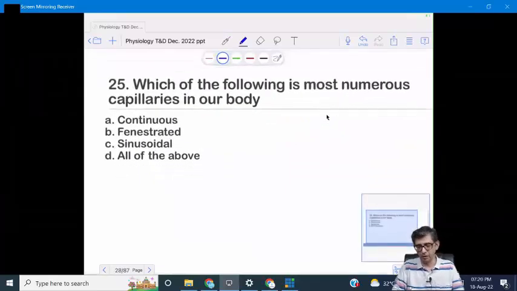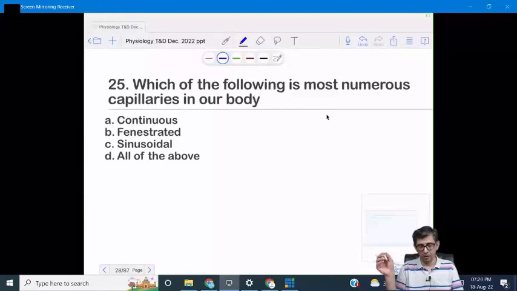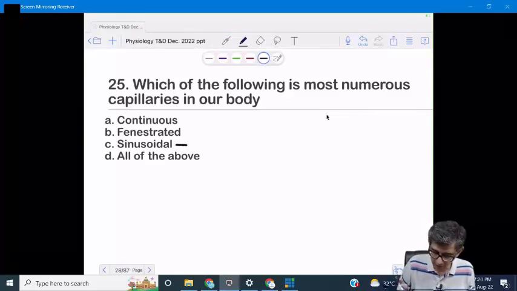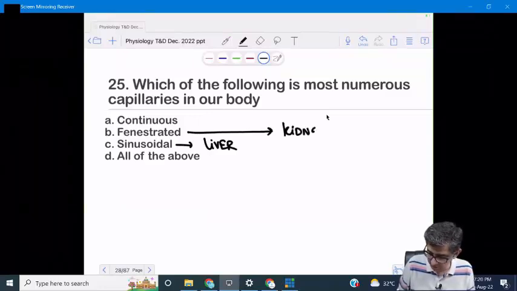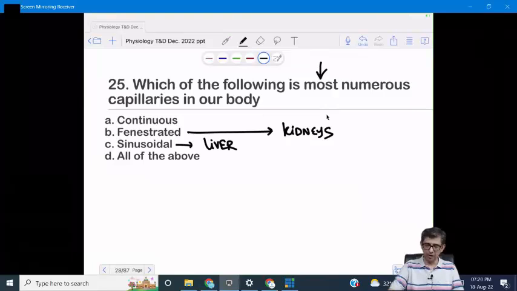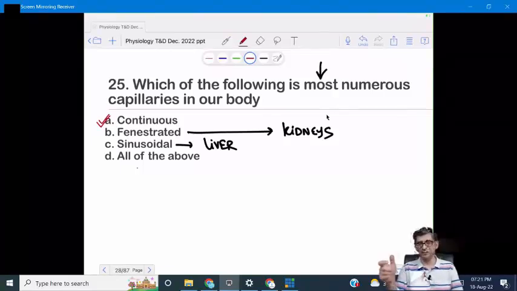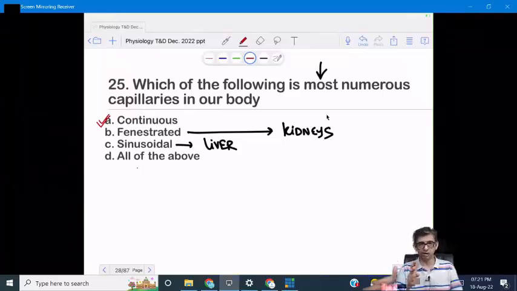Coming to question number 25. Which of the following is the most numerous capillary in our body? Sinusoidal is an example, like the sinusoids in the liver, and fenestrated ones are like those in the kidneys for filtration. But overall, the most numerous capillaries in our body would be continuous capillaries. There would be no fluid leakage occurring there, unlike fenestrated ones where leakage occurs in the sense that filtration has to occur. That type of effect would not be present. Obviously capillaries are responsible for exchange, that's okay, but the continuous leakage that occurs like in the kidneys would not be present. Answer 25 is option number A.